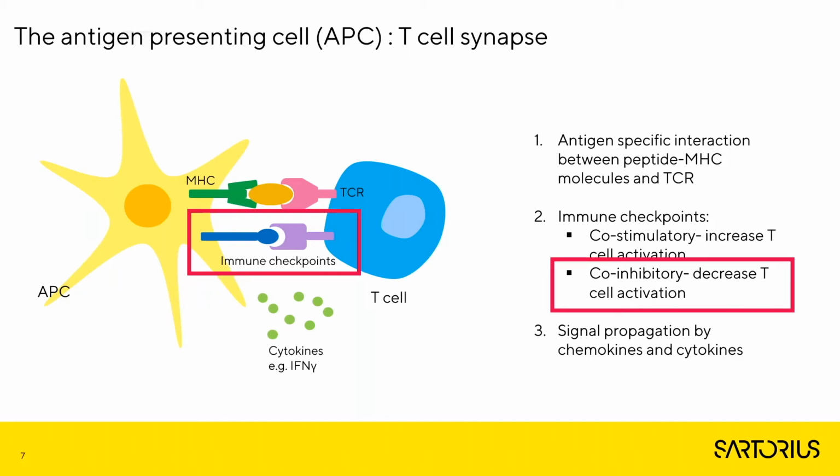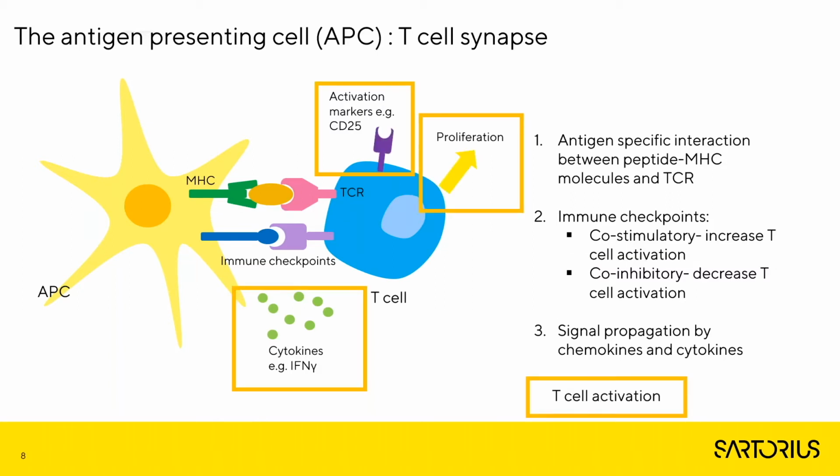So the assay that we're going to be discussing today is used to measure the effect of checkpoint inhibitor drugs that act to specifically block the co-inhibitory immune checkpoint molecules. So to do this, we're going to measure the downstream effects of the immune checkpoint interactions by quantifying T cell proliferation, marker expression, and cytokine release, all of which can be reliable indicators of T cell activation.